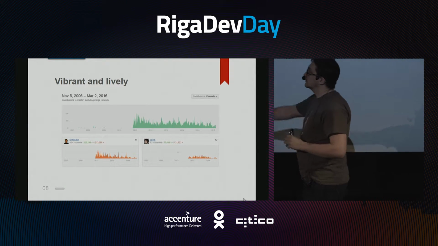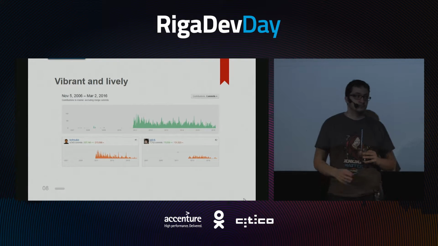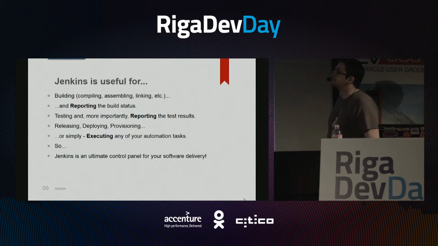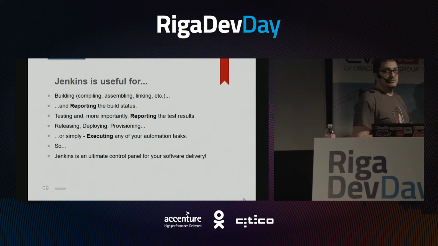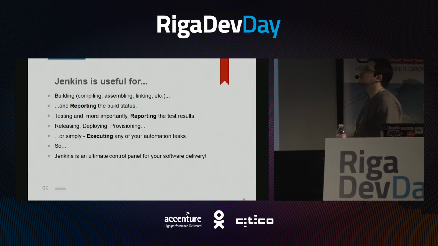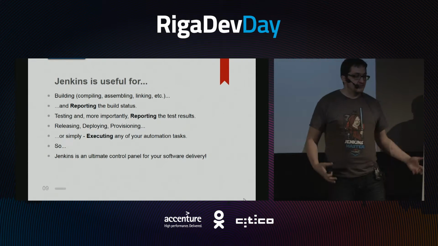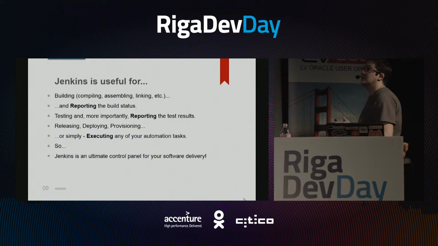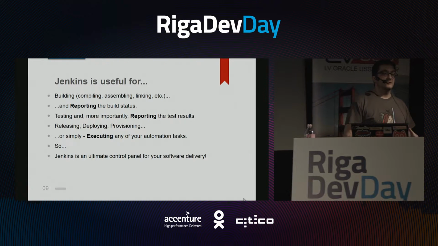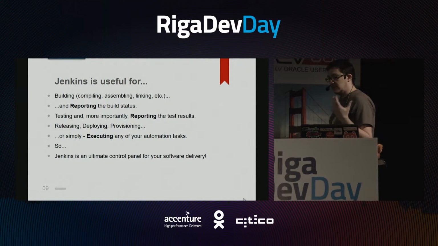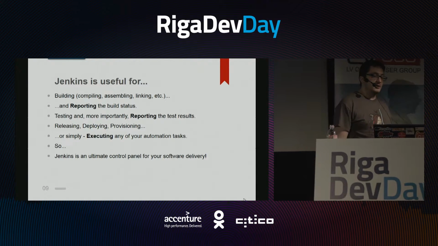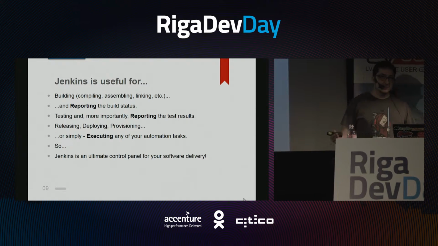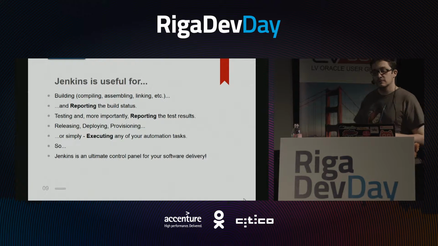And as you see, Kazuki, who is the original author, he's still there, and he's contributing a lot of code to Jenkins. So I guess there's no need to reintroduce you to what Jenkins can do, because most of you use Jenkins and most of you know what Jenkins can do. But essentially, the most important features that I think should be focused on is that Jenkins has reporting capabilities and executing capabilities. And that's the main reason why Jenkins can become an ultimate control panel for your automation, for your DevOps, for your deployment, for your releases.